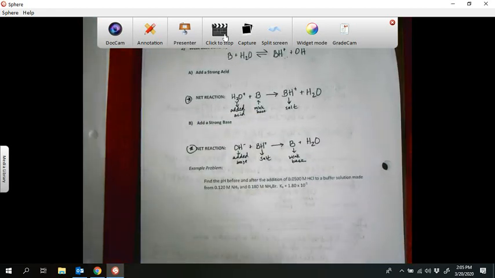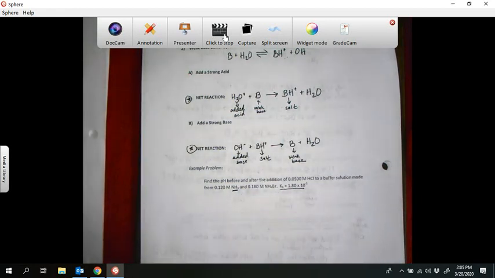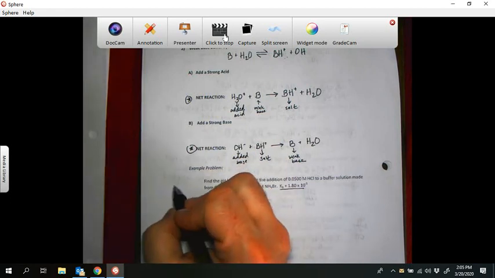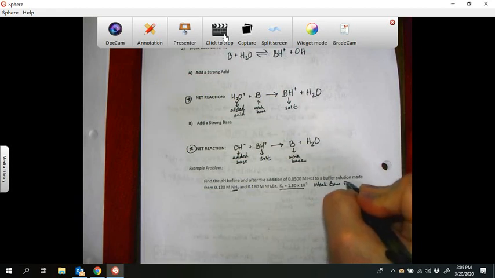So our example problem says find the pH before and after the addition of 0.0500 molar HCl to a buffer solution made from 0.120 molar NH3 and 0.180 molar NH4Br. And I gave you a Kb value. That tells us, along with NH3, which is ammonia, we look on our pink chart, that lets us know that we have a weak base buffer system. So this is a weak base buffer.